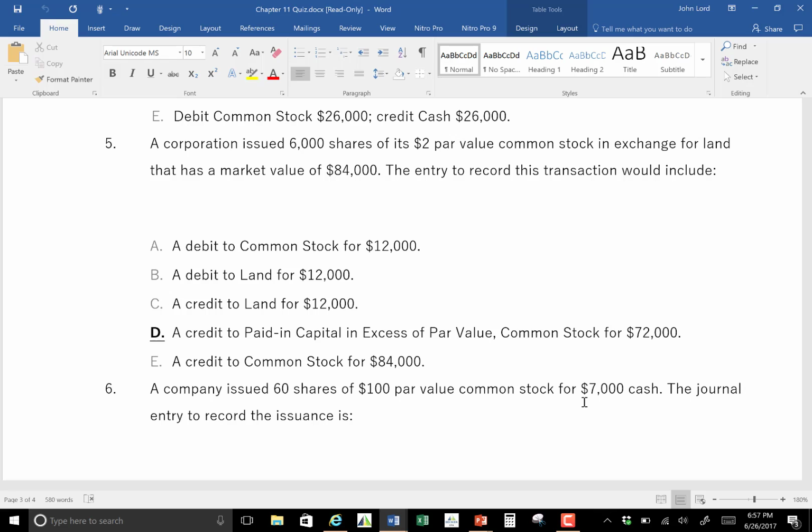Number 5. A corporation issued 6,000 shares of $2 par value common stock in exchange for land that had a market value of $84,000. Now this is the opposite of what we saw in the problem. In the problem, the stock had the more determinable value, didn't it? Now they're just giving me the value of the land, so I've got to roll with this, right? Apparently this land had a more determinable, more reliable value than the stock did, for whatever reason.